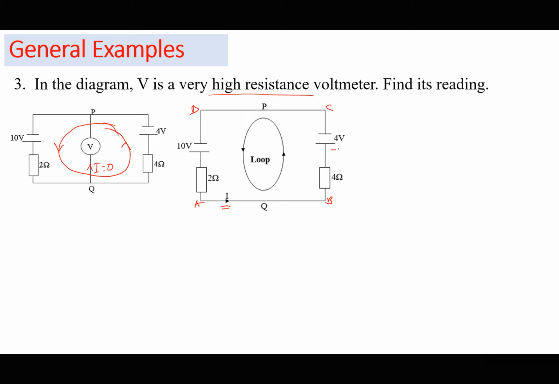B to C, this makes the EMF to be negative. C to D, there is no cell. D to A, it makes the EMF to be positive. So it means the sum of the EMFs is going to be 10 plus negative 4. That's the sum of the EMFs.